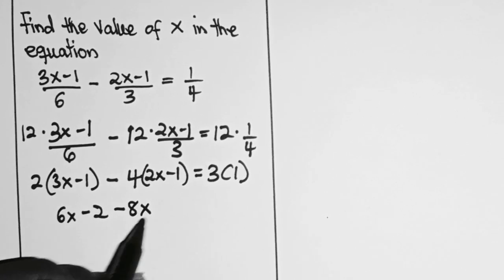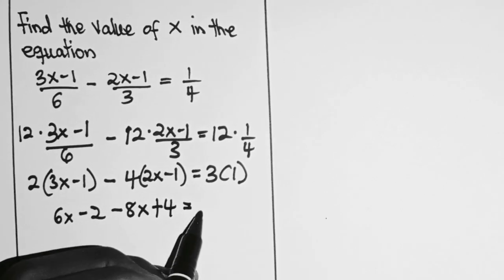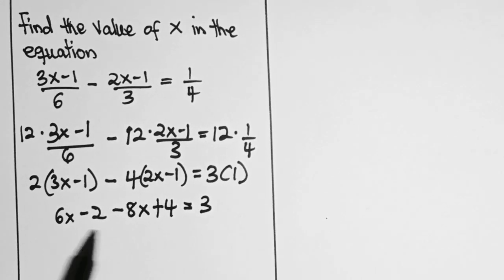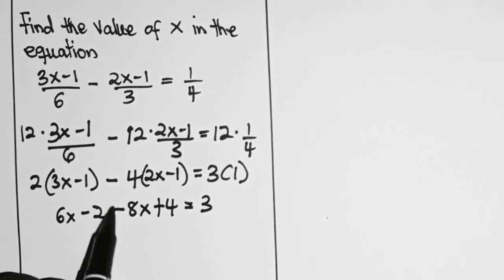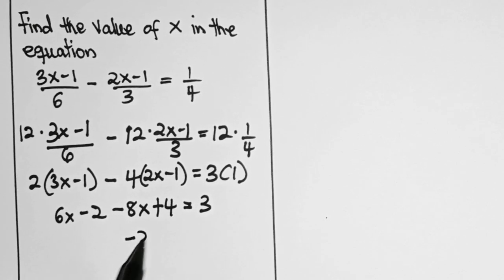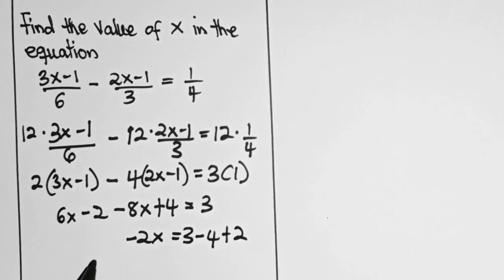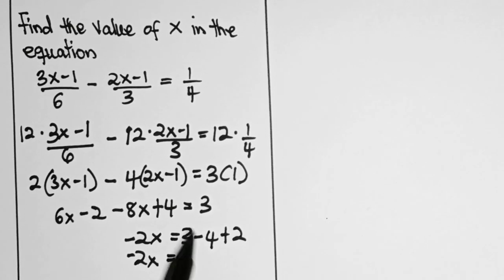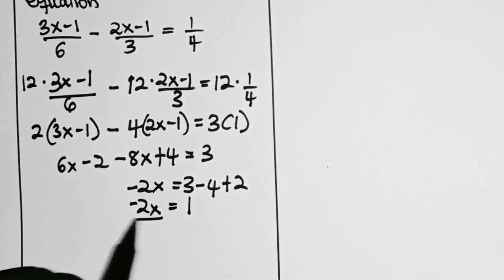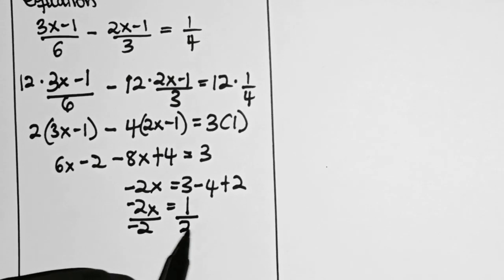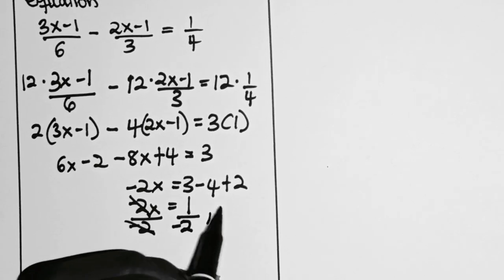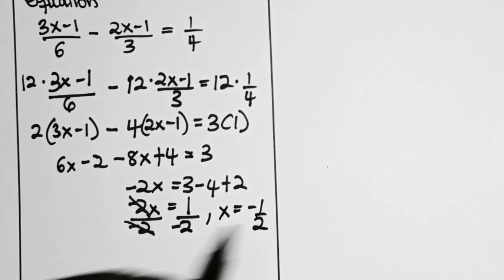Then minus 4 times minus 1 is plus 4 equals 3 times 1 is 3. So now 6x minus 8x is minus 2x equals 3 minus 4 plus 2. So minus 2x is equal to 3 minus 4 is minus 1. Minus 1 plus 2 is 1. So here is 1. So if we divide 2 by minus 2, divide here 2 by minus 2, we find out that x is equal to -1/2.